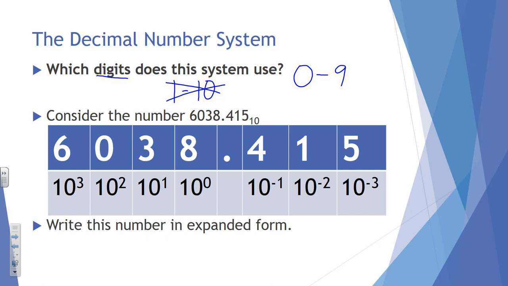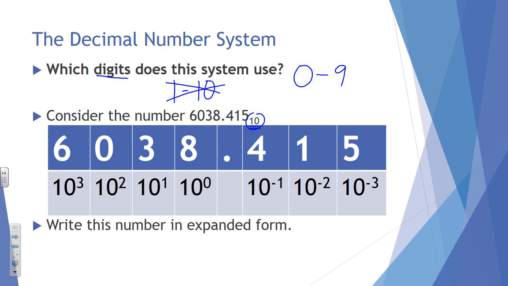So if you take a number like 6038.415 in the decimal system, we can always clearly indicate what system we're using by putting a little subscript. That subscript of 10 tells us that that number is representing a base 10 number. So one of the first things you need to know how to do in order to understand the way that these number systems work is to be able to write a number in expanded form.